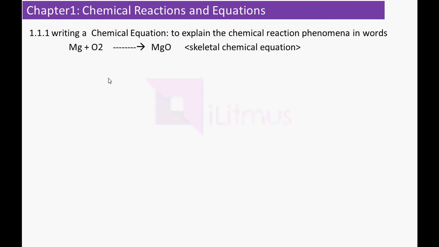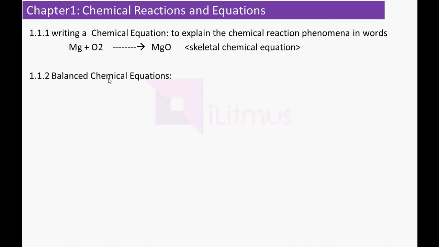But the formulas of these components must be correct. You cannot have a different one. If you write Mg2O, there may not be such a compound in existence. So you cannot write anything. You must know what the constituents of the compounds are. So this is called a skeletal chemical equation.